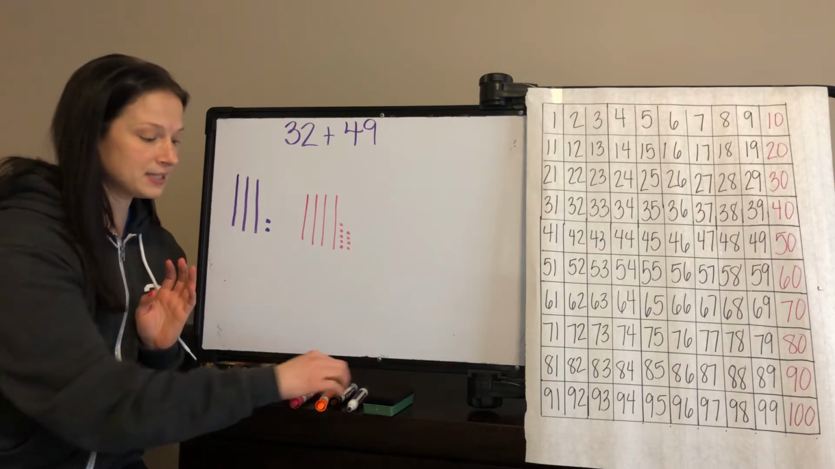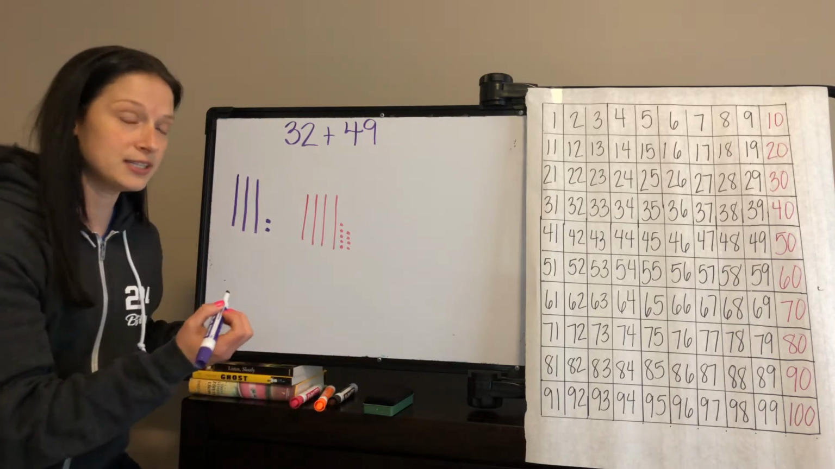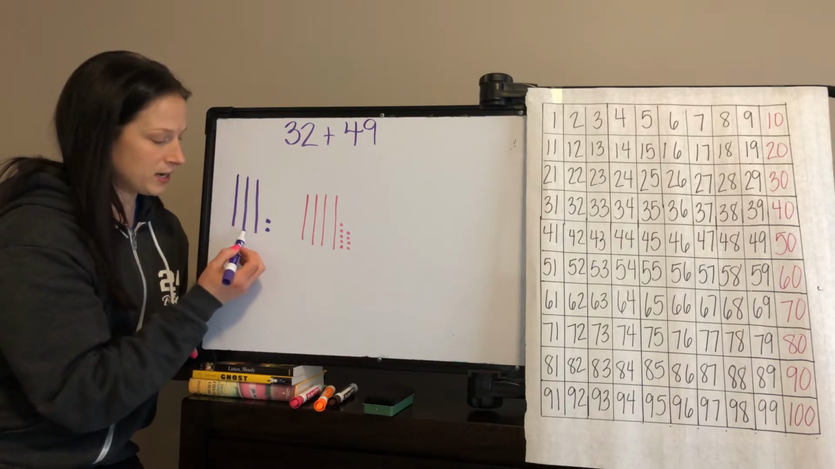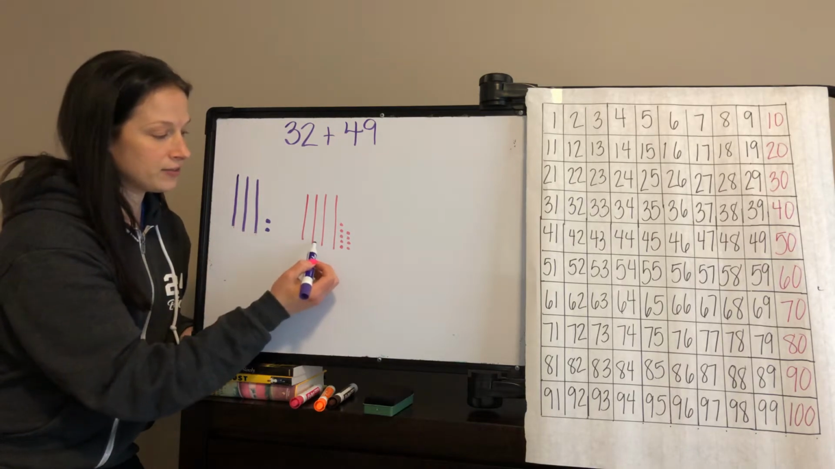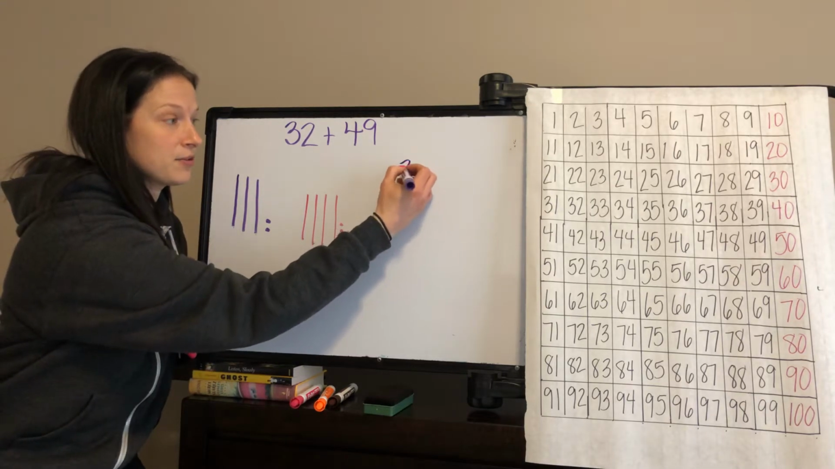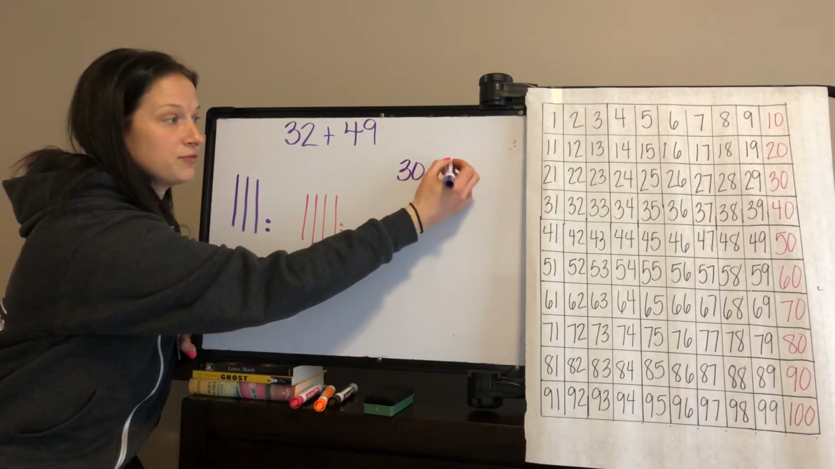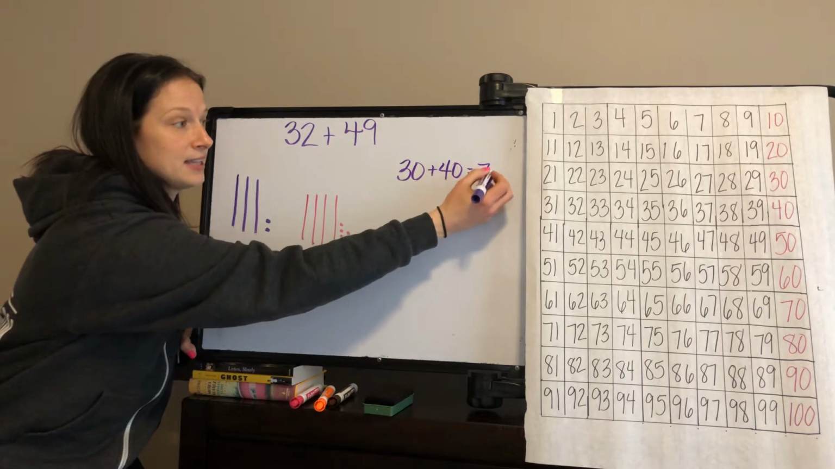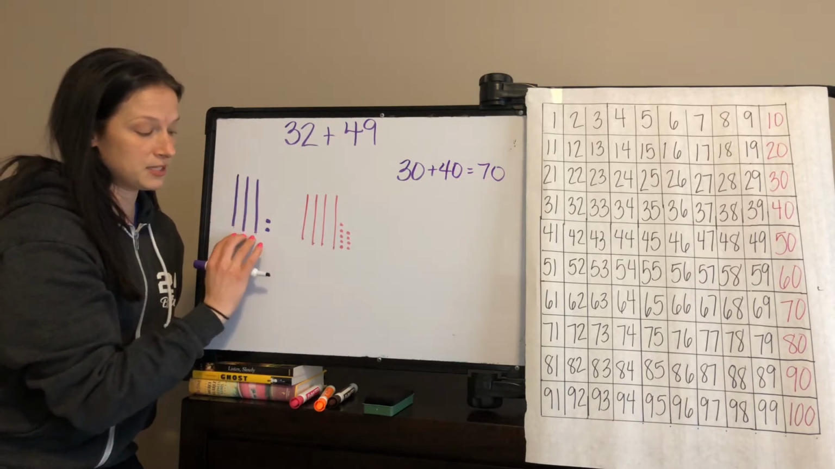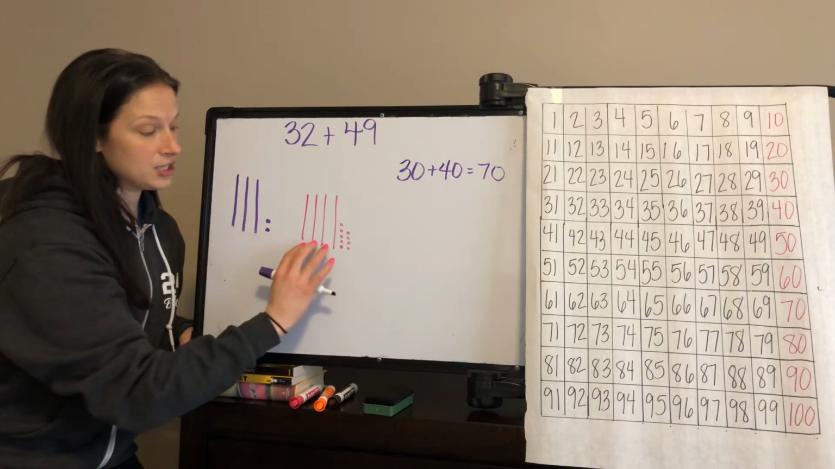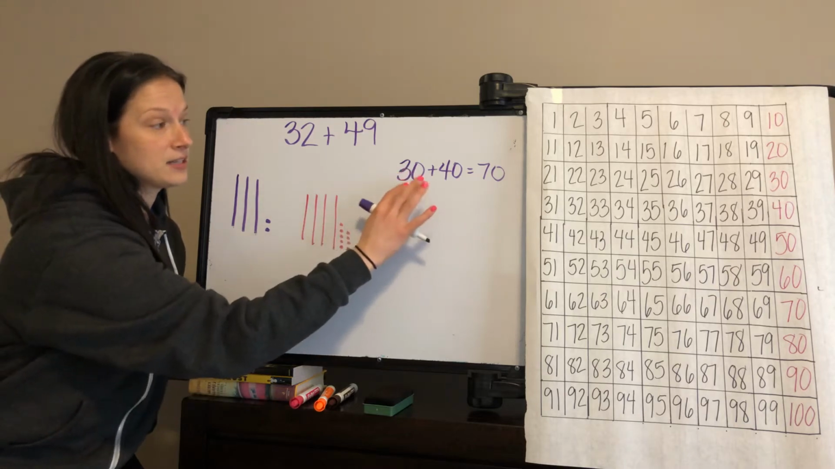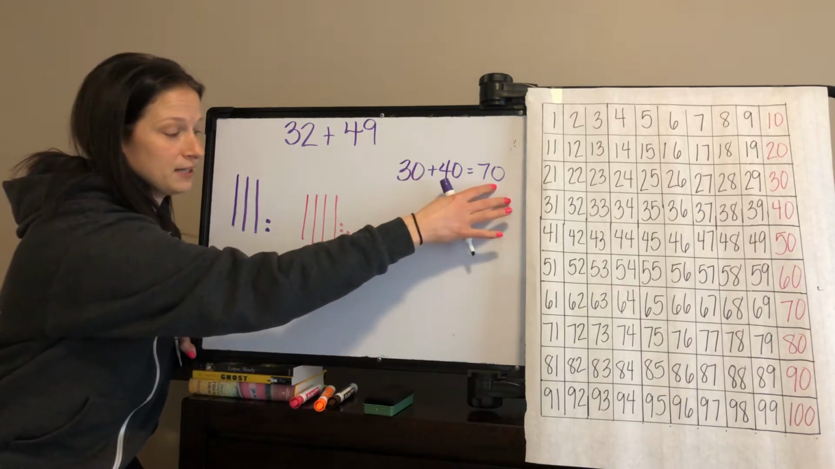So the students start thinking about all the 10s at one time. 10, 20, 30, 40, 50, 60, 70. They're thinking 30 plus 40 is 70. They took the digit in the 10s place, knew that it stood for 30, and the digit in the 10s place here stood for 40. Then we combine 30 plus 40 is 70.